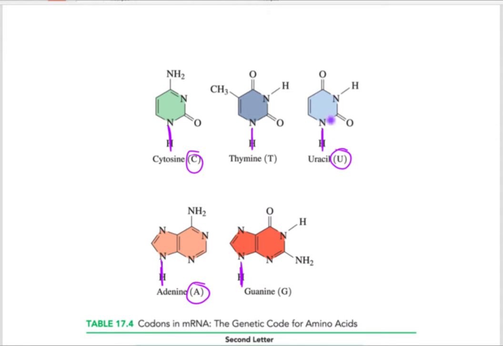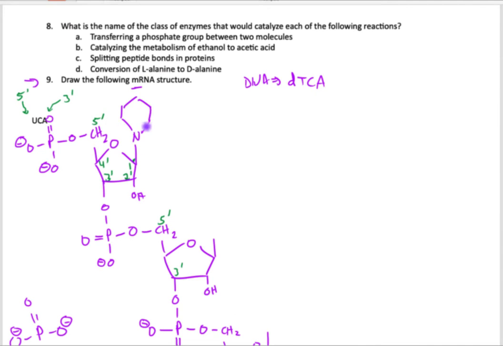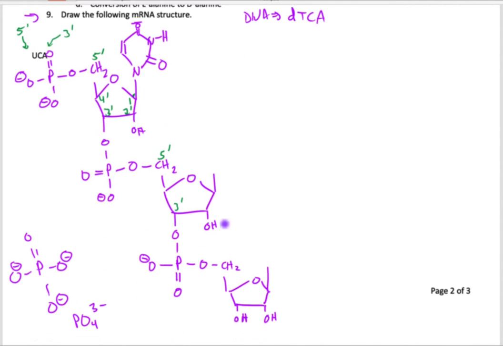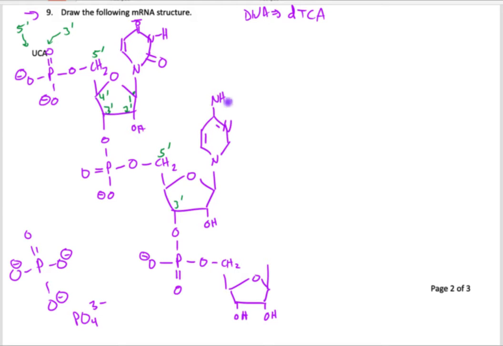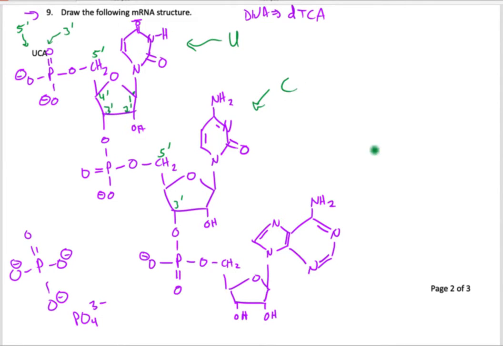And so now I'm going to go ahead and redraw this, and I'll skip forward on the video. Okay, so there's the completed structure. And again, you can check my work if you want. That's the uracil, that's the cytosine, and then that is the adenine.